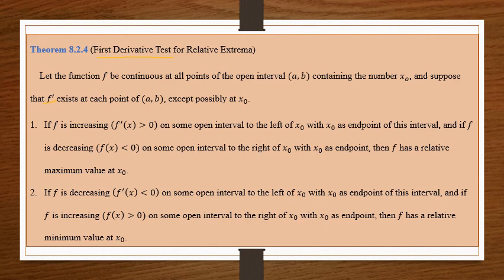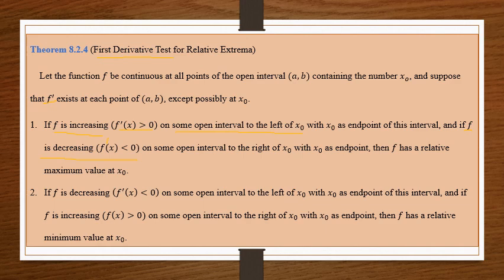Okay, so take note, if f is increasing, which means the first derivative is greater than 0. Na-mention na natin to kanina sa previous slide, yung previous theorem. On some open interval to the left of x sub o, which means from negative infinity, with x sub o as endpoint of this interval, and if f is decreasing naman, where this is f prime ha, f prime of x sub o is less than 0, ibig sabihin nun negative, no?